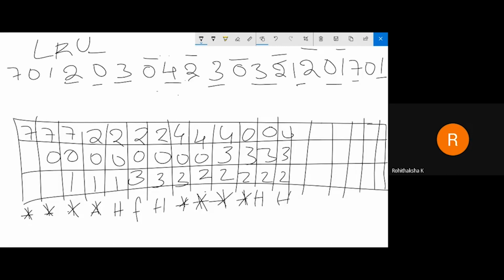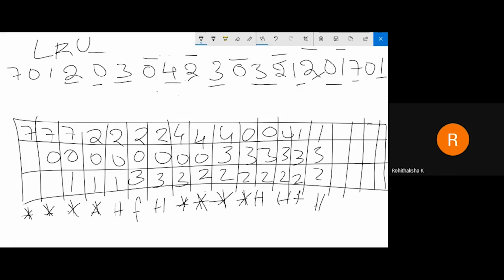Next one is 1. 1 is not there. So which one do I have to replace? Page 2 is recently there, 3 is also there, so only 0 is the last one. So I'll replace 0 with 1, giving 1 3 2, and mark it as a page fault. Next one is 2. 2 is already there, so I'll say 1 3 2 and mark it as a page hit.